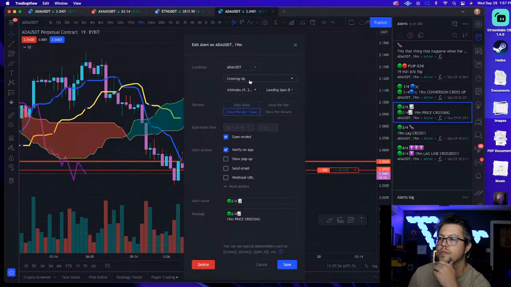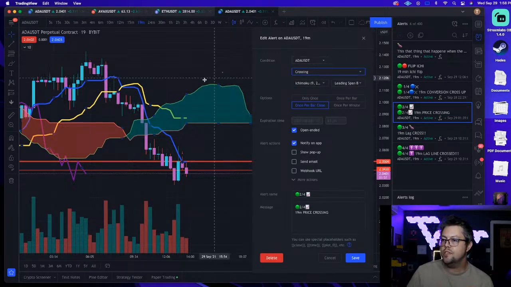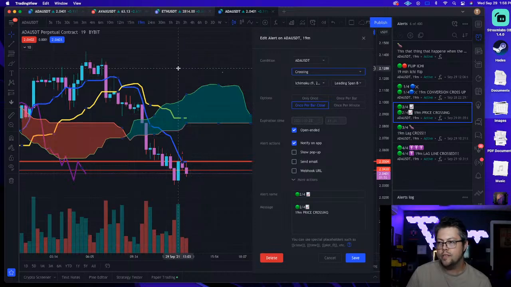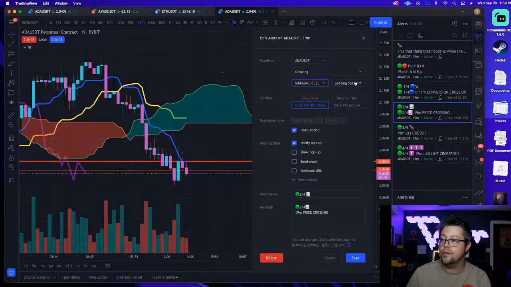Let's see which one this one is. So crossing up. Okay. So this one is the price. I guess I better use crossing period. This is going to be our indicator for whenever the price crosses in or out of the cloud. So whenever it crosses, same thing, we came in here, you choose Ichimoku, and that's going to allow you to choose your second item.